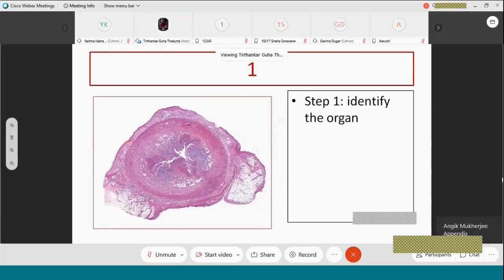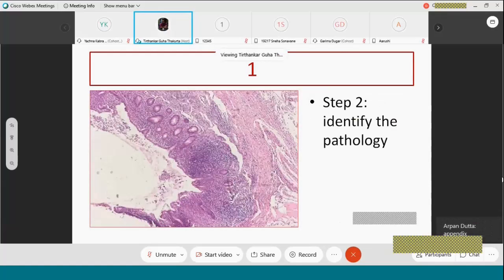Very good, it is appendix. Now we have to see what kind of pathological process is happening in the organ. You can see this is the mucosa, submucosa and muscle layer, and in the lumen there is this granular material. What is this granular material that we are seeing here? Exudate. So this is an acute inflammation of the appendix.